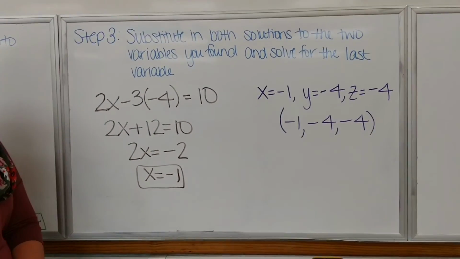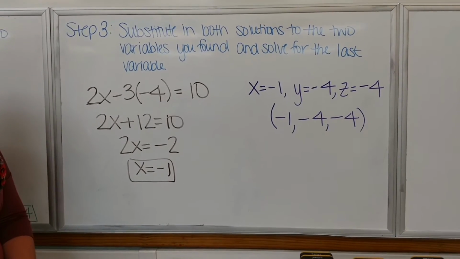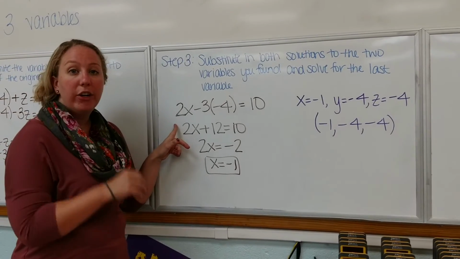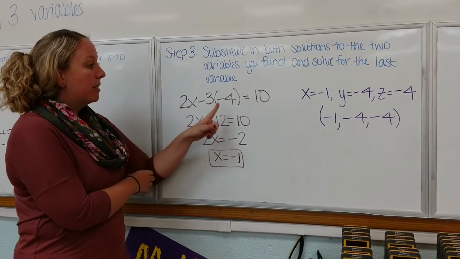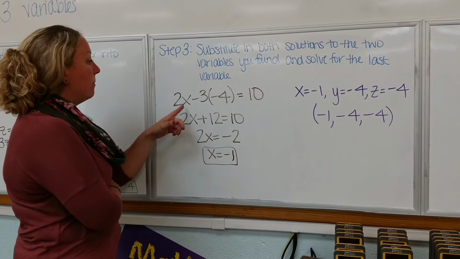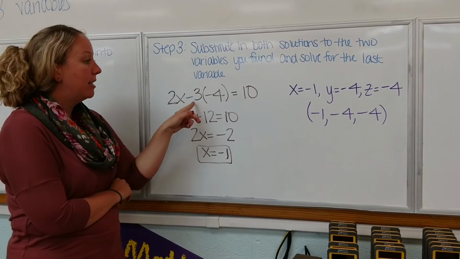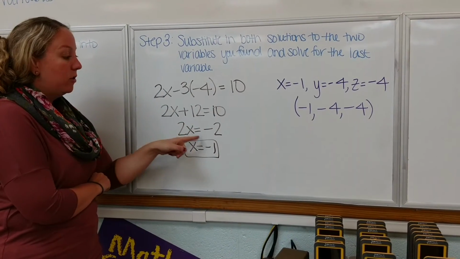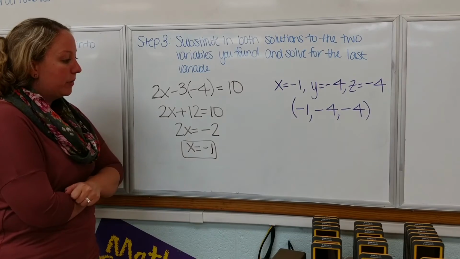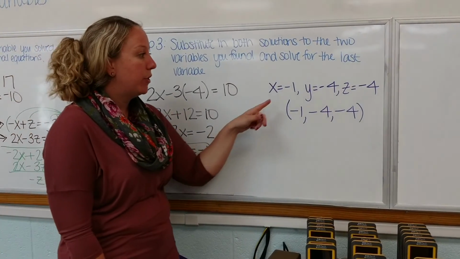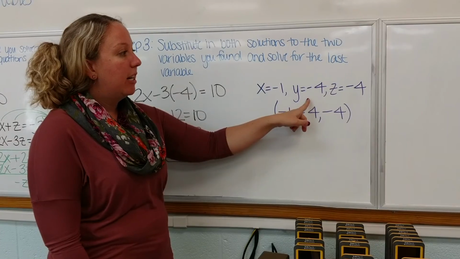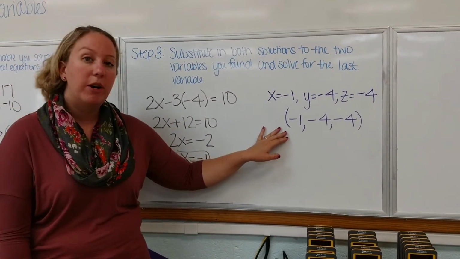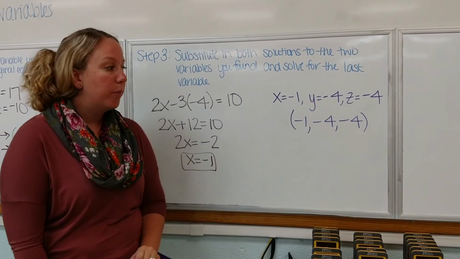And step 3 is to substitute in both solutions you found and solve for the last variable. So I'm going to go with this 2x equation, which comes from my third equation that I started with. And I'm going to substitute in negative 4 for z now. So I have 2x minus 3 times negative 4 equals 10. 2x plus 12 equals 10. 2x equals negative 2. And x equals negative 1. So my 3 solutions are x equals negative 1, y equals negative 4, z equals negative 4. So writing them here, I have negative 1, negative 4, negative 4 with parentheses around them.